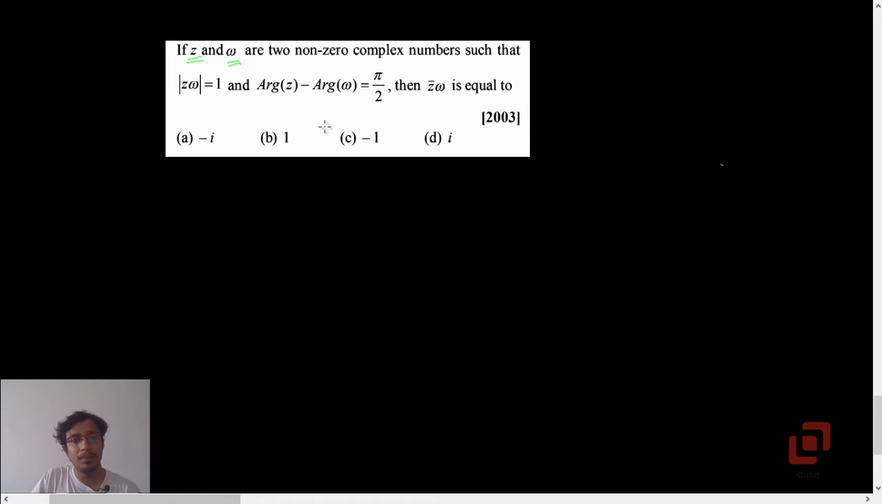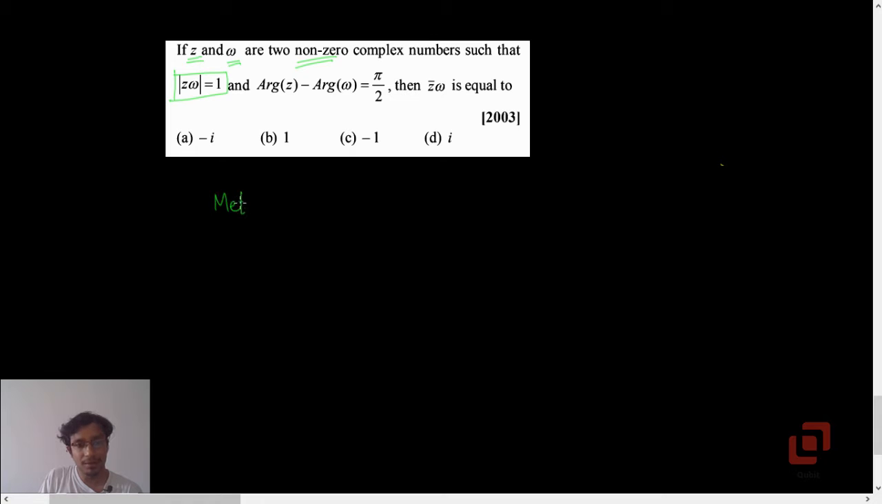If Z and W, well, it looks like omega, but let's call it W, are two non-zero complex numbers such that mod of Z into W is 1, so the modulus of the product is 1, and the difference in their principal arguments, argument of Z minus argument of W, is equal to pi by 2, then Z bar into W is equal to minus I, 1, minus 1, I. Now I have actually two methods to solve this problem.